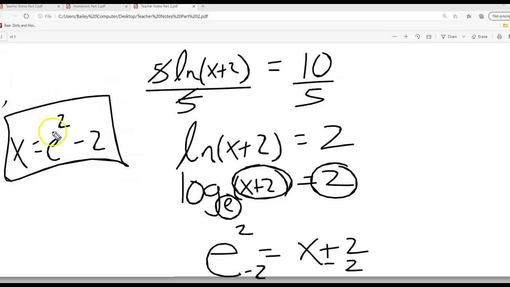You can get a calculator out and do e squared, 2.71 to the second power. It's going to be something like, a little bit less than 9. So if you take 2 away from it, it'll be a little bit less than 7. But in any event, there we have it. We're going to leave our answer like that. So that does it for solving.